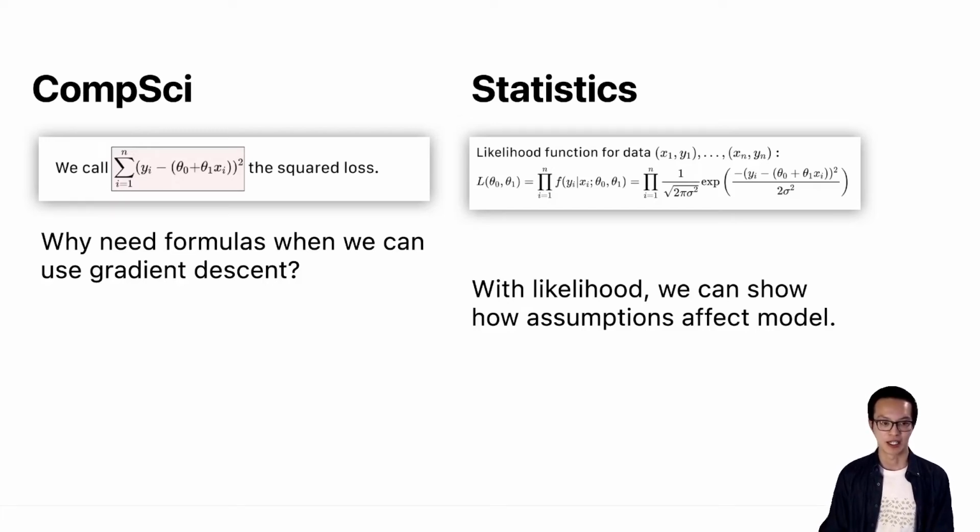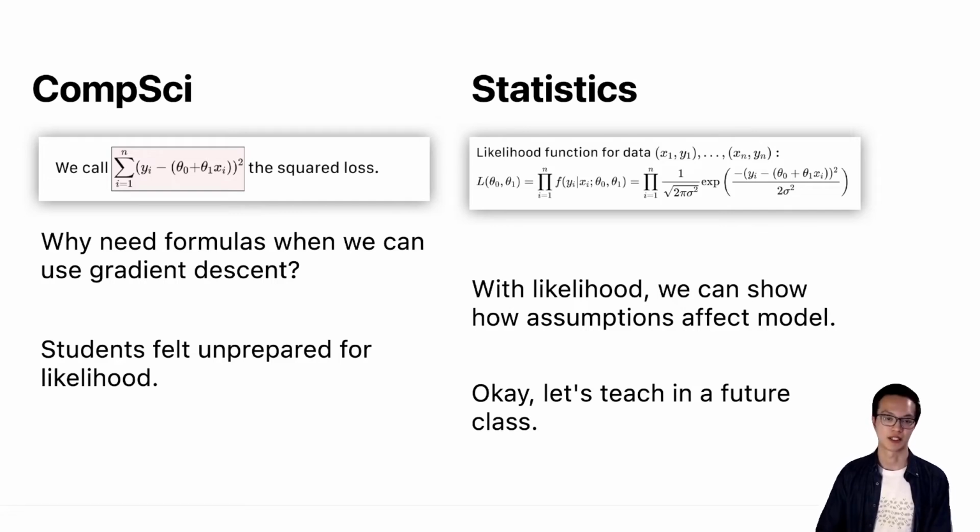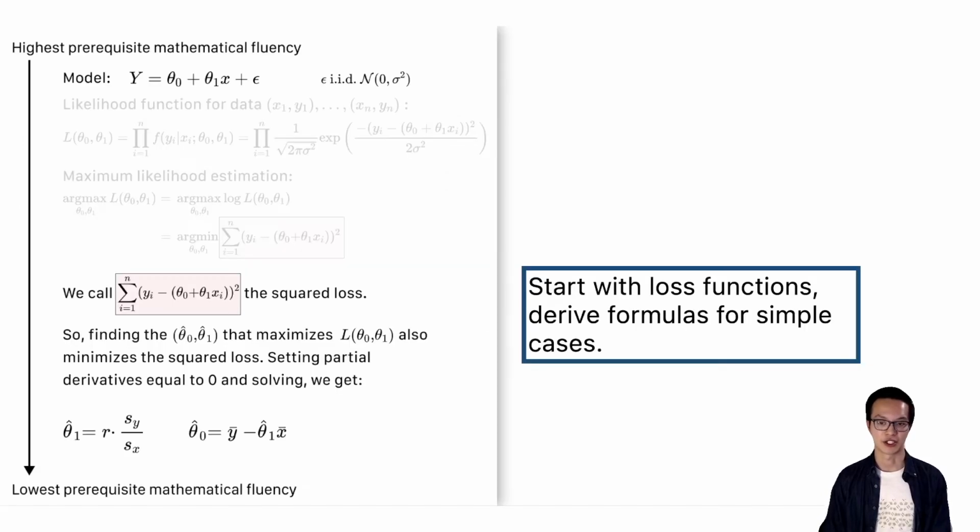At the same time, the CS instructors pointed out that in the class, students felt unprepared for likelihood. We didn't require a probability course before Data 100, and so when students encountered likelihood for the first time, they really struggled with the concept. So we decided that we could teach likelihood in a future class, and instead include the stepping stones to likelihood in this class. So in our class, we decided to start with loss functions and use loss functions to derive formulas for simple models.